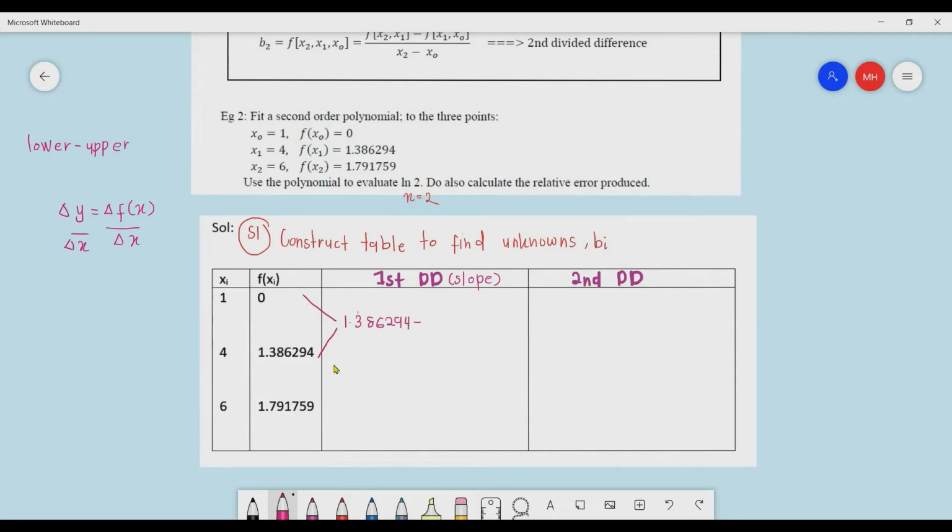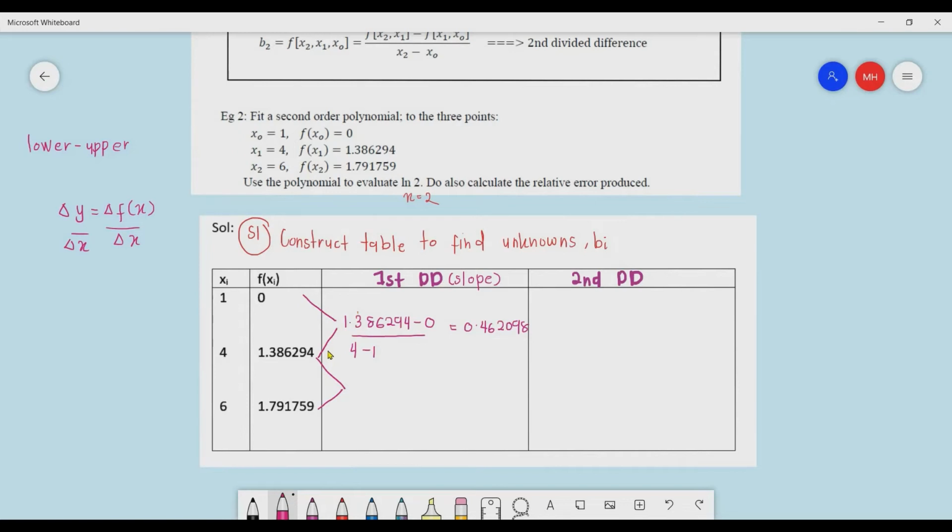1.38624 minus 0 over x is lower minus upper, 4 minus 1. So 4 minus 1. So you will get here 0.462098. This one is for the first and second point. Now we go to the second and third point.